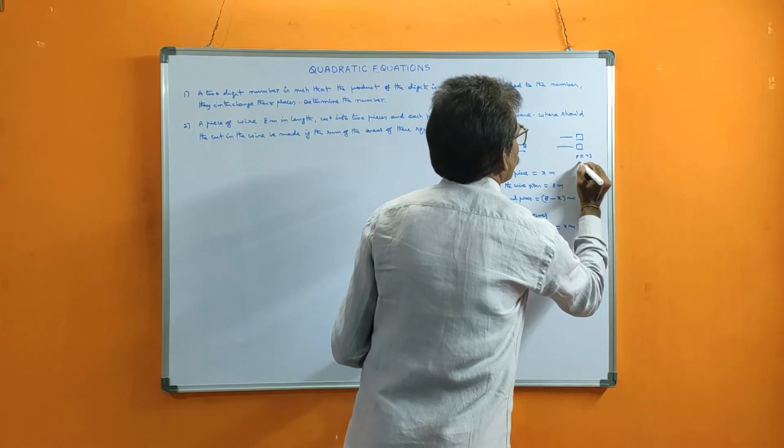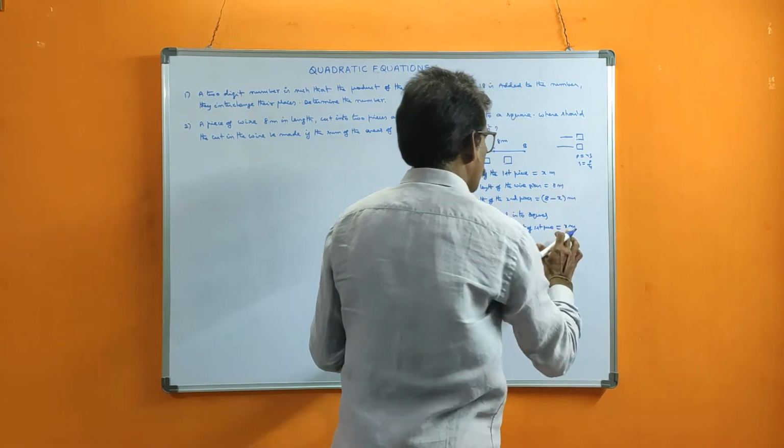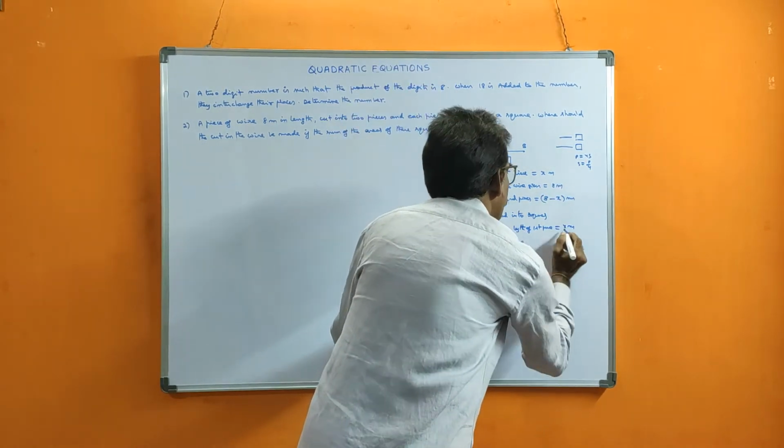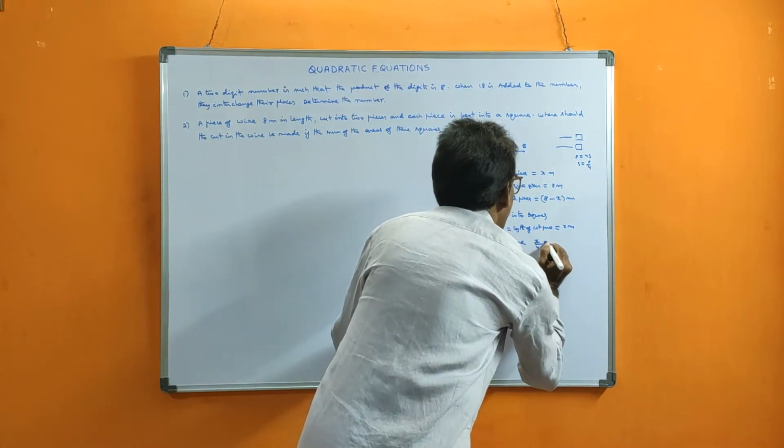Perimeter is given as x. To get the side, divide the perimeter by 4. So the side of the first square is x by 4 meters.